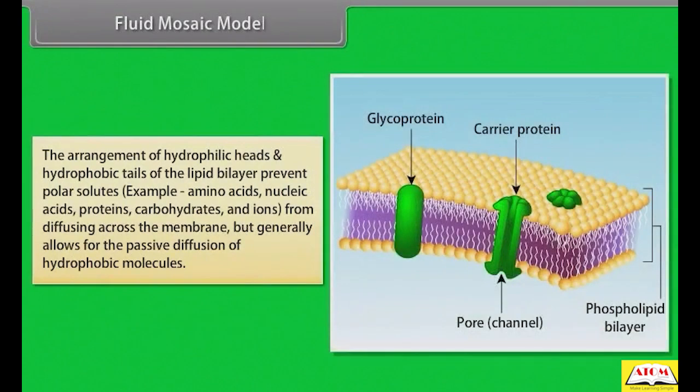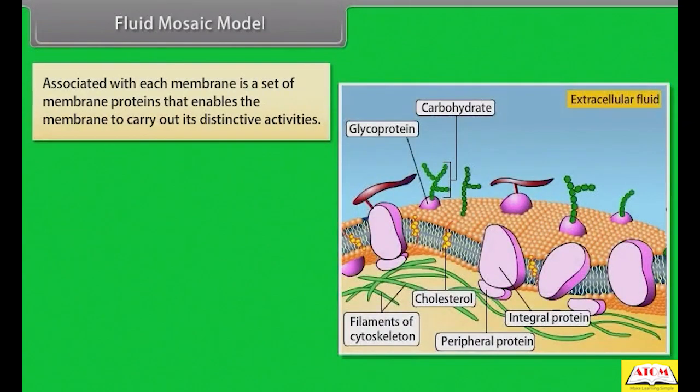The arrangement of hydrophilic heads and hydrophobic tails of the lipid bilayer prevent polar solutes, for example, amino acids, nucleic acids, proteins, carbohydrates, and ions from diffusing across the membrane, but generally allows for the passive diffusion of hydrophobic molecules. Associated with each membrane is a set of membrane proteins that enables the membrane to carry out its distinctive activities.